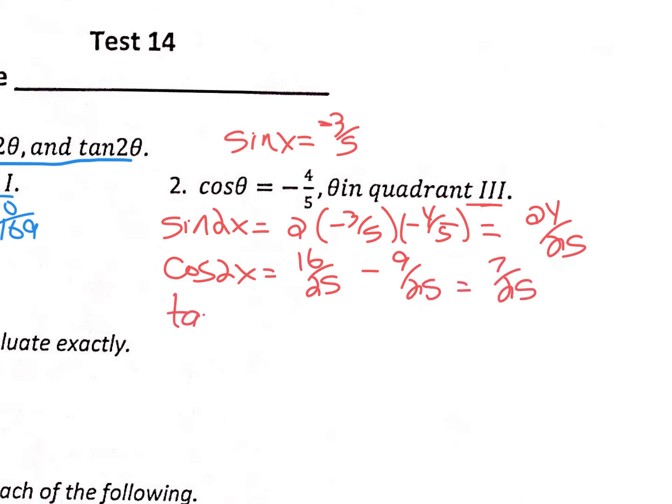And then again, tangent 2x. I'm not going to do the formula. I'm just going to put the sine over the cosine. The 25s cancel, 24 sevenths. And that's it. That's all you got to do.